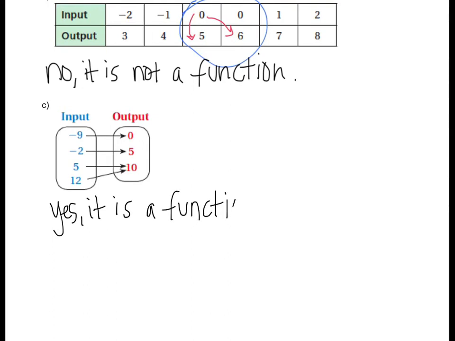Because again, there's no uncertainty about what number is the output. If I say the input is 5, you are certain that the output is 10. If I say the input is 12, you're certain that the output is 10 again. There's no uncertainty about what the output is going to be.